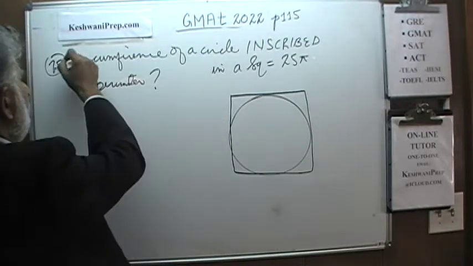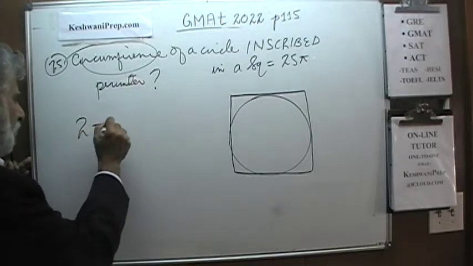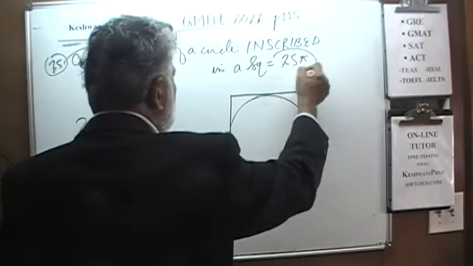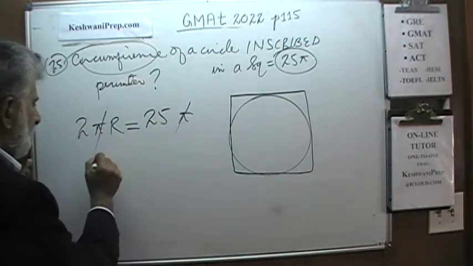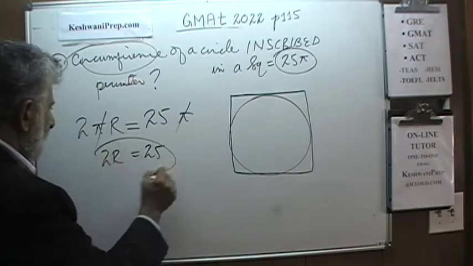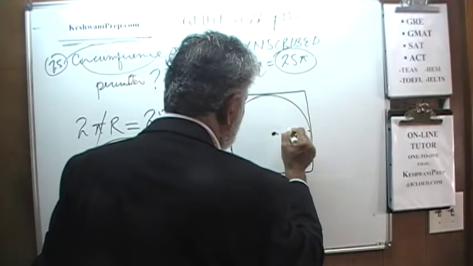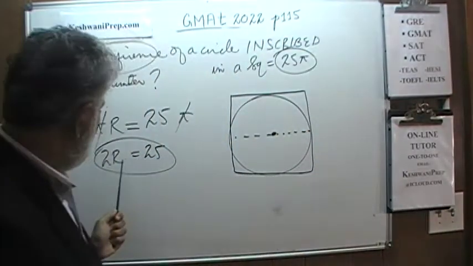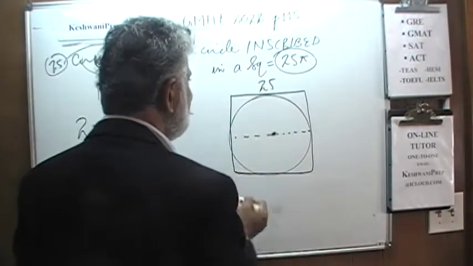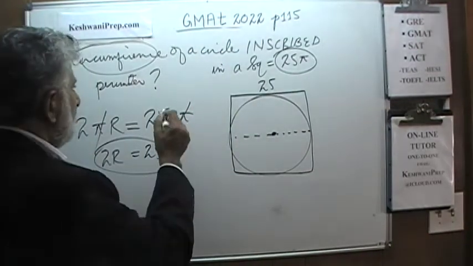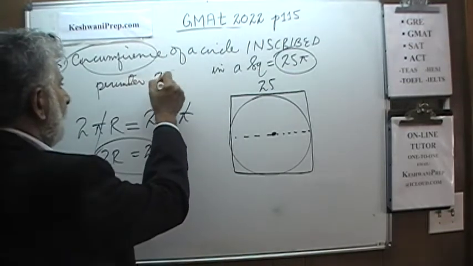Circumference, make sure you pay attention. We are given circumference, not the area. Circumference, as we know, is 2 pi r, and we are told this is equal to 25 pi. Divide both sides by pi, pi drops out, and 2 times r is 25. But 2 times r is right here, from here to here, and then from here to here. That's the diameter of the circle, which is each side of the square. Therefore, the perimeter that we're looking for is simply 25 times 4.